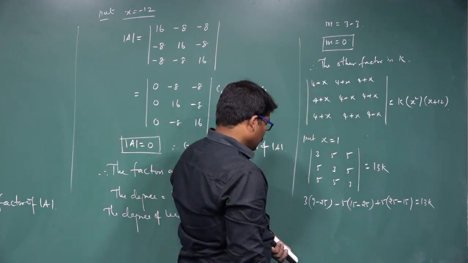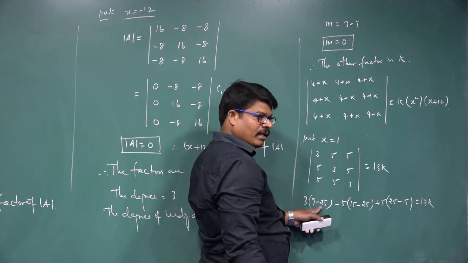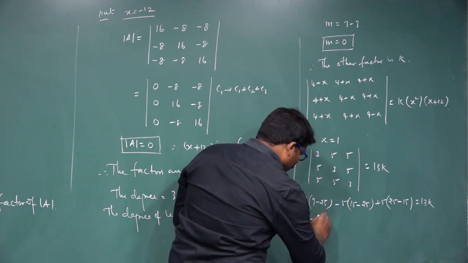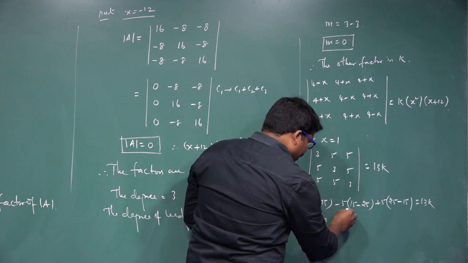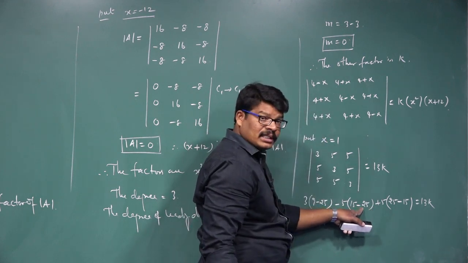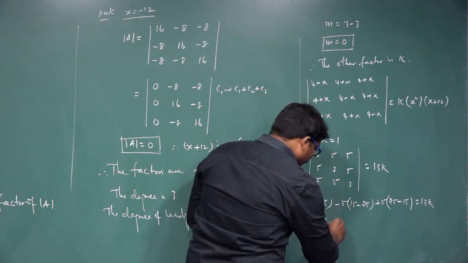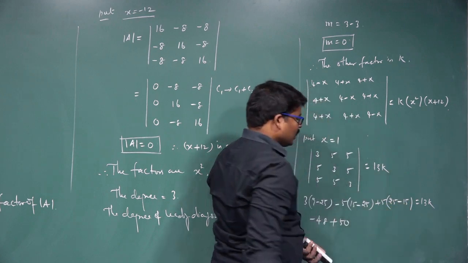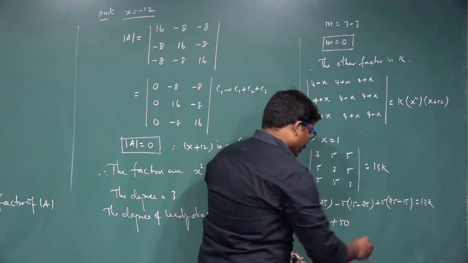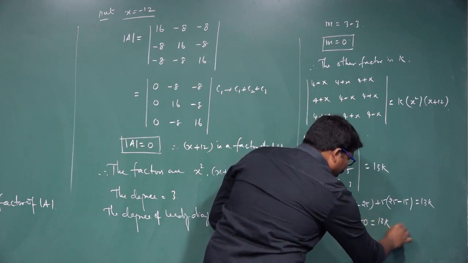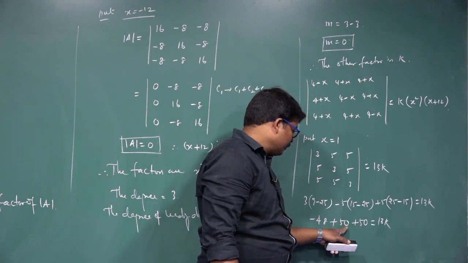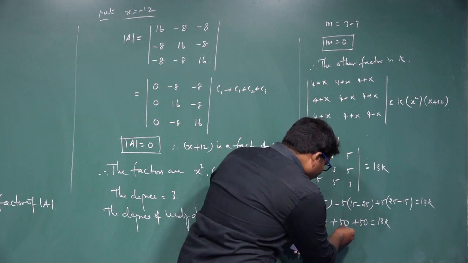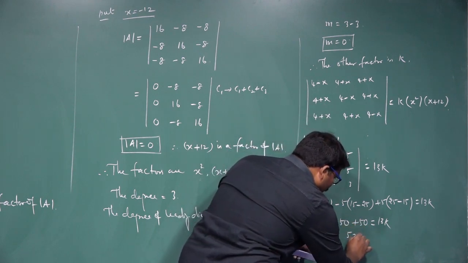Next, 3 into 9 minus 25, which is minus 16. 16 times 3 is minus 48. Next, 15 minus 25 is minus 10, so minus 5 into minus 10 is plus 50. Next, 25 minus 15 is 10, and 10 into 5 is plus 50, equal to 13k. 50 plus 50 is 100, 100 minus 48 is 52. So 52 equals 13k.